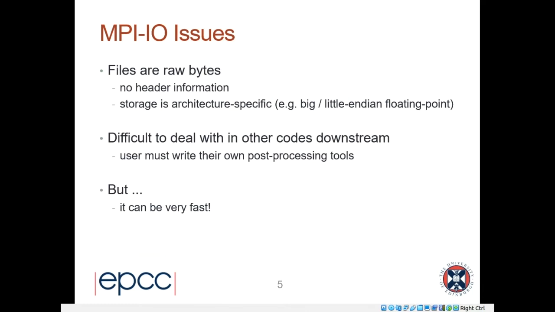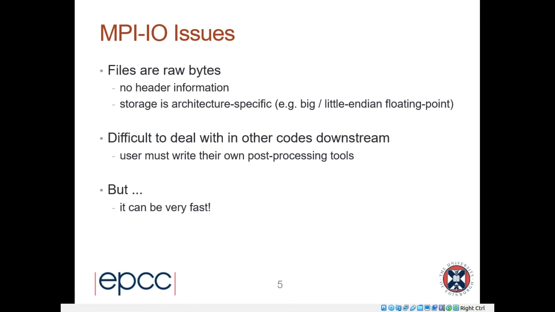So, MPI-IO issues: the files are just raw bytes. When you write an MPI-IO file, it is just the raw data. There's no header information, and if you use the native format, the storage is architecture specific, so you'll get the usual issue with big and little endian floating point. It's very difficult to deal with in other codes downstream. If I wrote a large MPI-IO file and gave it to somebody to visualize, they wouldn't know what to do. The user must write their own post-processing tools, but it can be very fast.